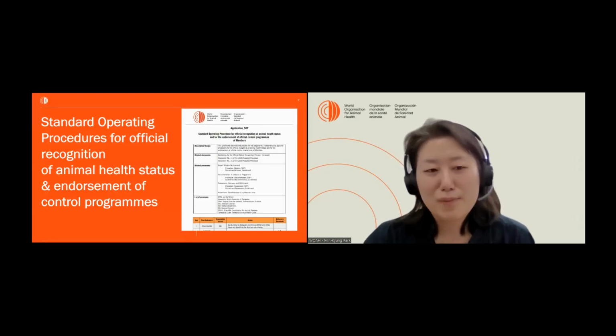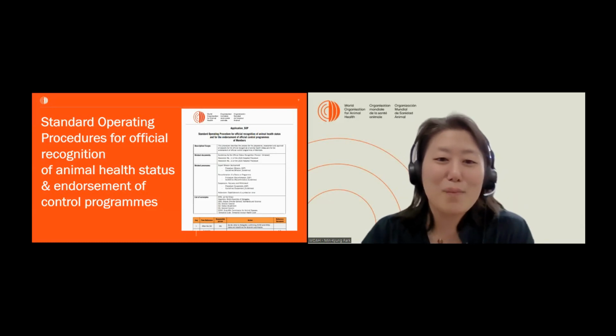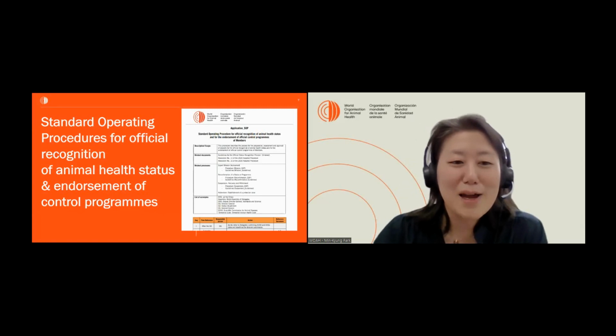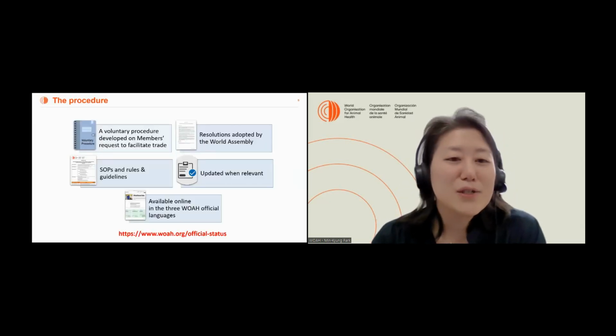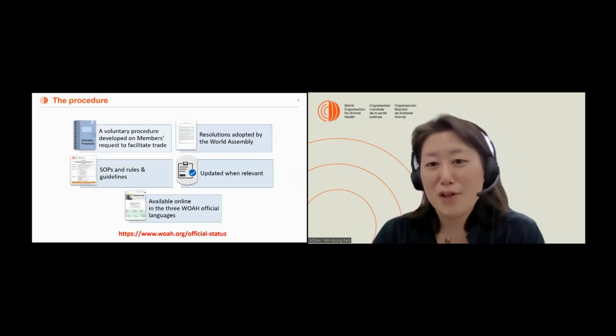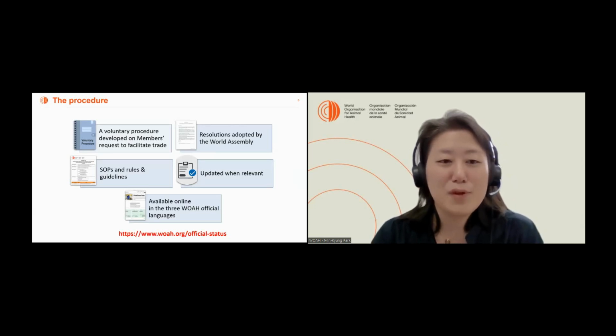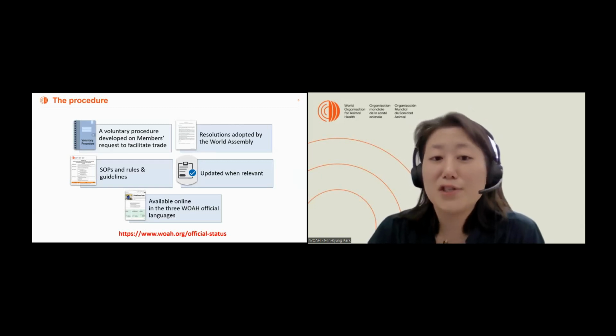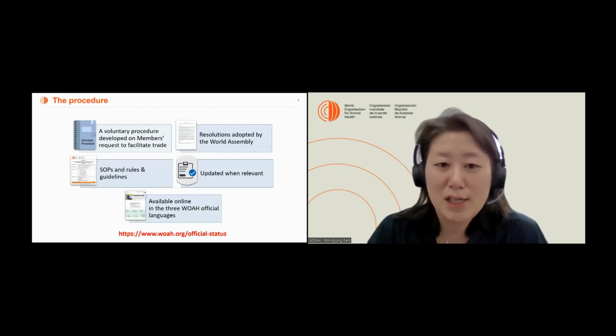So now to explain to you the standard operating procedures, how this procedure is run by WOAH. This procedure is voluntary. It's up to the member if they wish to apply to submit an application to WOAH. And the procedure itself, as well as the list of members and zones being officially recognized by WOAH, is adopted by the membership through a resolution.